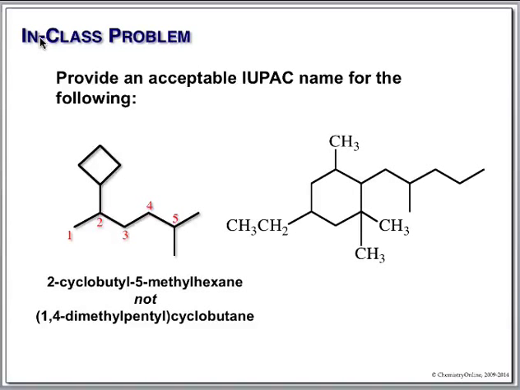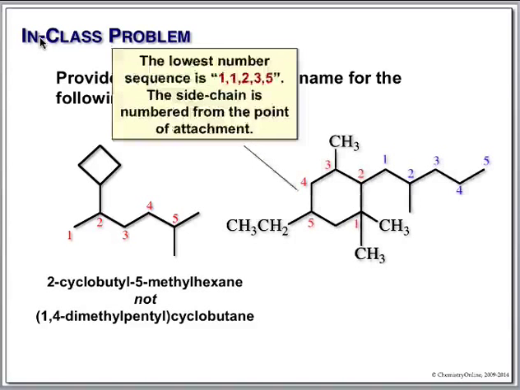All right, this is going to be carbon one. We're going to go up this way. Carbon 1, 2, 3, 4, 5, 6. Our side chain is going to begin here at carbon one. And it has five carbons. So our side chain is a pentyl group, isn't it? It's a pentyl group with a methyl in carbon two. So we would name this thing as a 2-methylpentyl side chain.